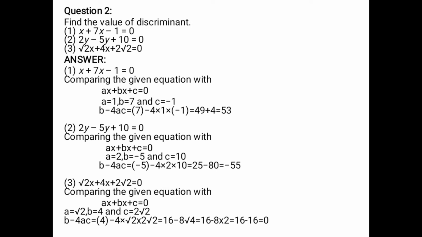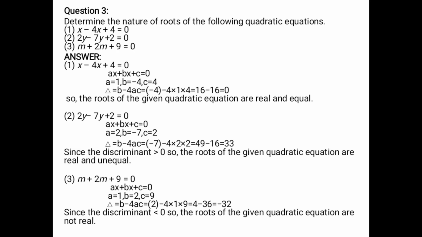Next example, root 2 x square plus 4x plus 2 root 2 is equal to 0. Then a value is equal to root 2, b is 4 and c is 2 root 2. b square minus 4ac is equal to 4 square minus 4 into root 2 into 2 root 2 is equal to 16 minus 8 root 4 is equal to 16 minus 8 multiply 2 is equal to 16 minus 16 is equal to 0.